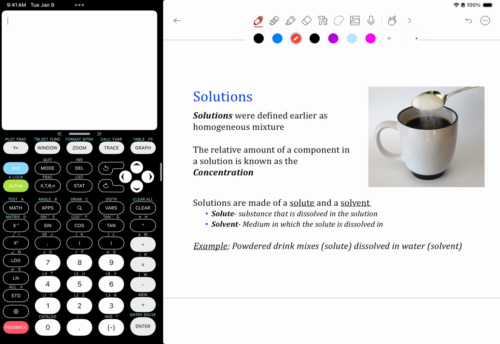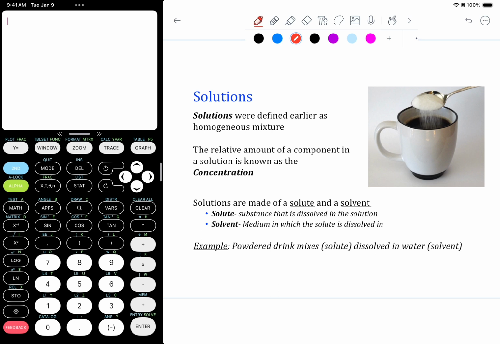The relative amount of the component that you put into your solution is known as the concentration. So the amount of sugar you put into your coffee, we can measure that, and based off of the volume of the coffee, we can find the sugar's specific concentration in that solution.